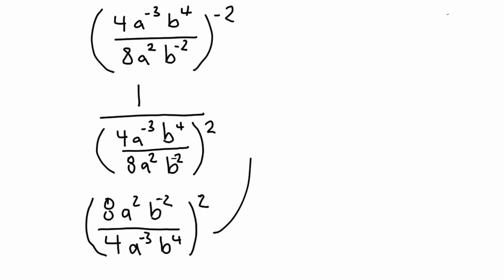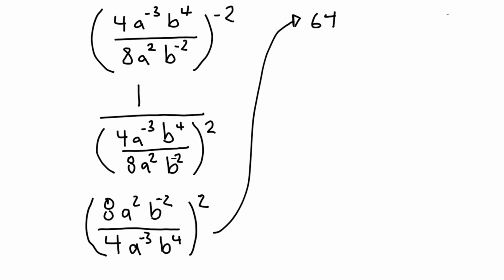Now we're going to continue up here, and we just need to square everything. Even though this is a positive, we still need to square it. We need to square everything within the brackets.